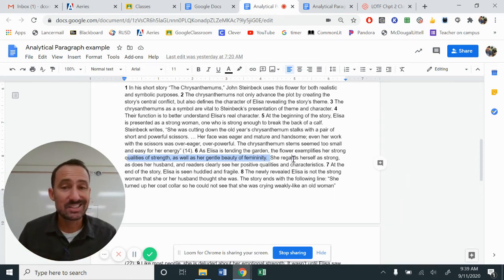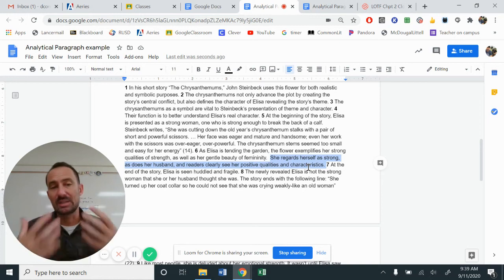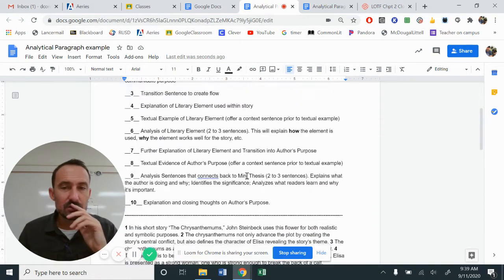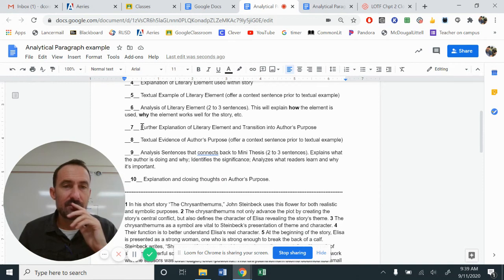Notice I've got a second sentence right here that is part of my analysis. She regards herself as strong, as does her husband, and readers clearly see her positive qualities and characteristics. We see them because of the way she's acting, and I have to articulate that, all right? At the end of the story, Eliza is seen huddling and fragile. So right here, number 7, if I look at number 7, further explanation of the literary element, and I'm transitioning.